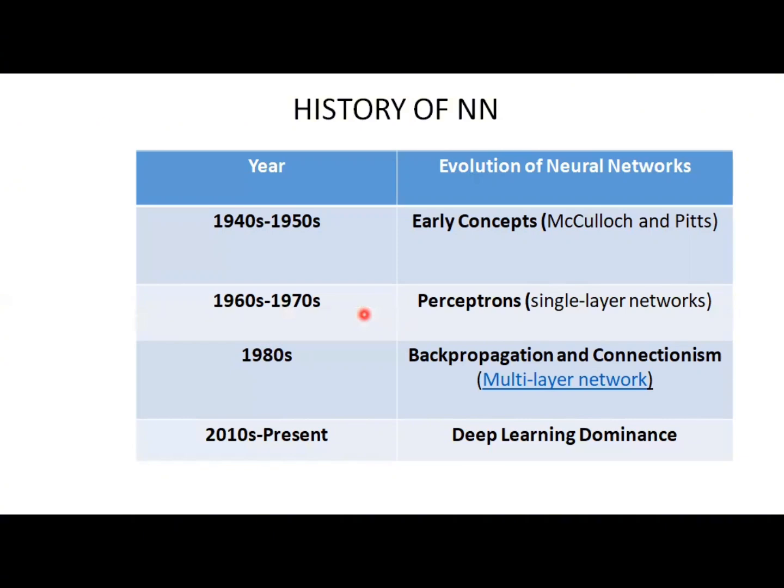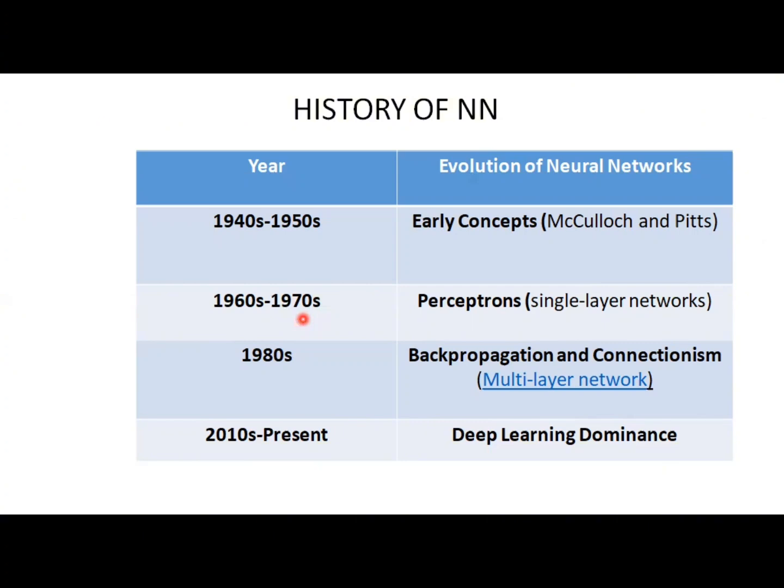Next, history of neural networks. Neural network was invented in the 1940s to 1950s range by McCulloch and Pitts. These two scientists invented the concept of neural network by using logic gates, binary principle. After that, in the 1960s to 1970s, it evolved as perceptron. Perceptron is nothing but a single layer neural network. It has input and output.